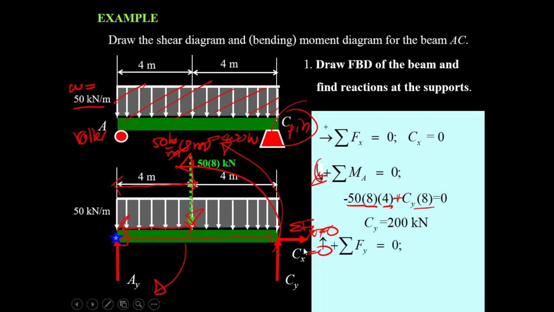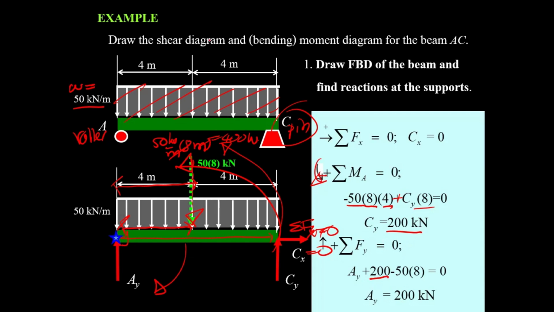Summation of F sub y equal to 0. Then we should get A sub y plus C sub y equal to 400. C sub y is 200, so put C sub y over here, and you get A sub y to be 200.